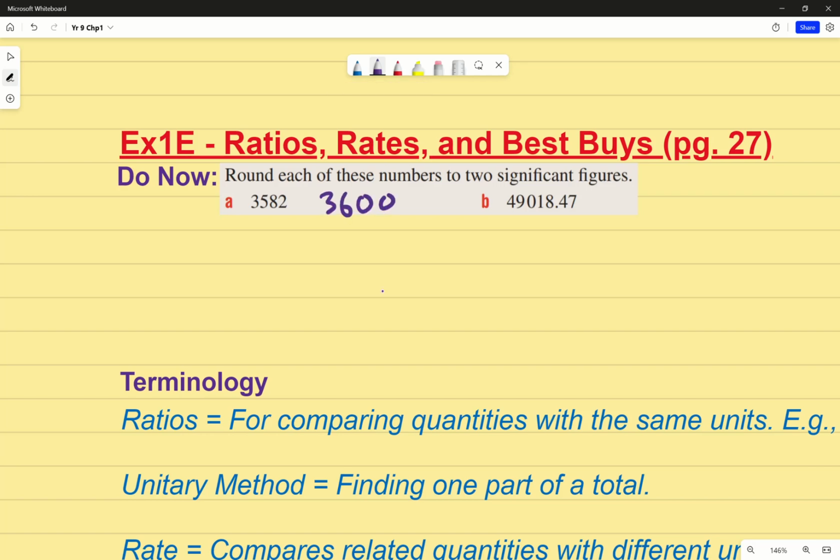What is that symbol I put in the middle between them? Is it an equals? Thank you very much. We draw one of these approximate signs. So 35882 is approximately 3600.